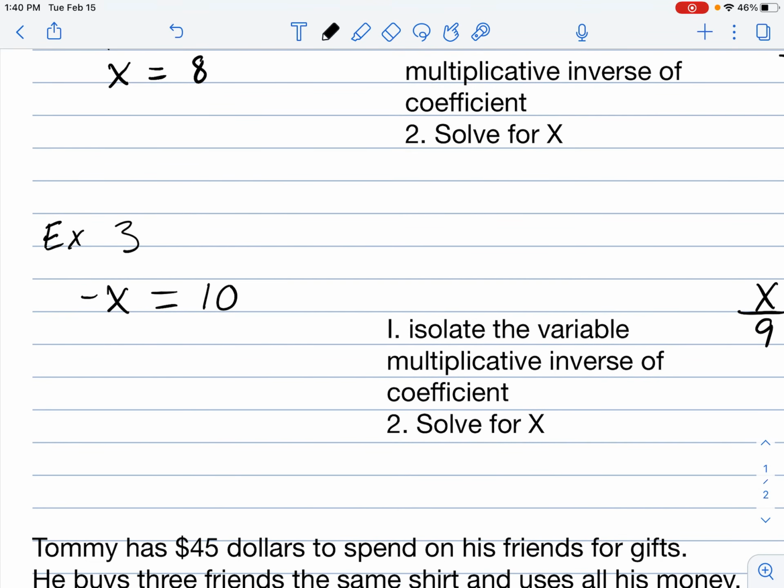Okay. Now this one might seem a little tricky. There's no number in front of x, but whenever there's no number in front of a variable, that means there's always a 1 present. We just don't usually show that. So if this is a negative 1 times x, the multiplicative inverse of that would be negative 1, or dividing by a negative 1. So we're going to divide this by a negative 1, divide this by a negative 1. That's going to cancel out the negative, leaving us with a positive x. And then 10 divided by negative 1 is just going to turn that to a negative 10.